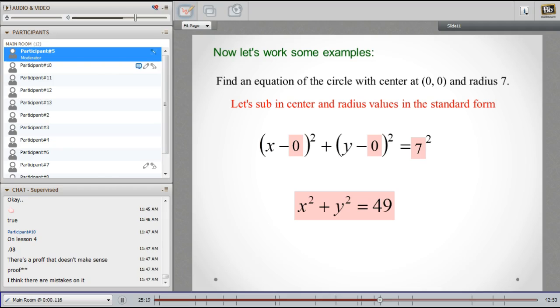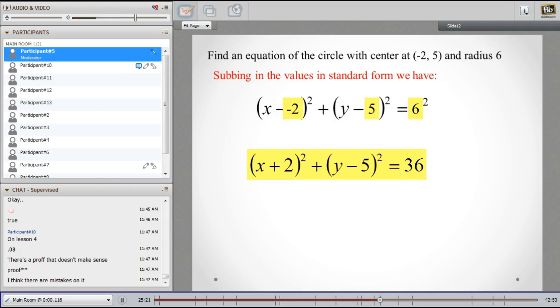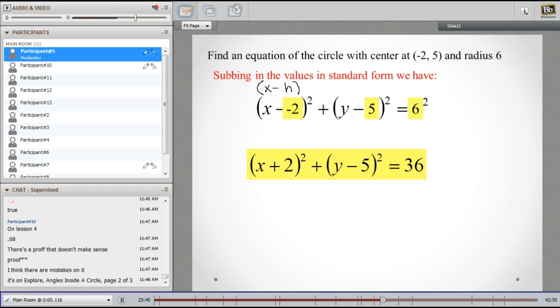Okay, so let's go to a harder example since we're running out of time. Find an equation of the circle with center at -2, 5 and radius 6. So you're going to start with the general formula. Do I have that on the circle formula sheet? I don't think I have this formula on there, but you could add it if you want to. It would probably be helpful.